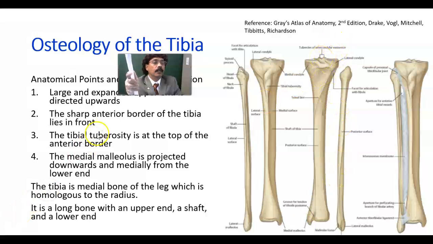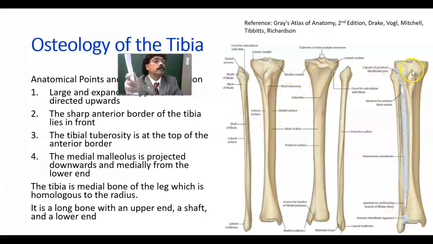The tibia is attached to the fibula by the interosseous membrane. There is an opening in the upper part of the interosseous membrane for the passage of the anterior tibial vessels, and an opening in the lower part for the passage of the perforating branch of the fibular artery.